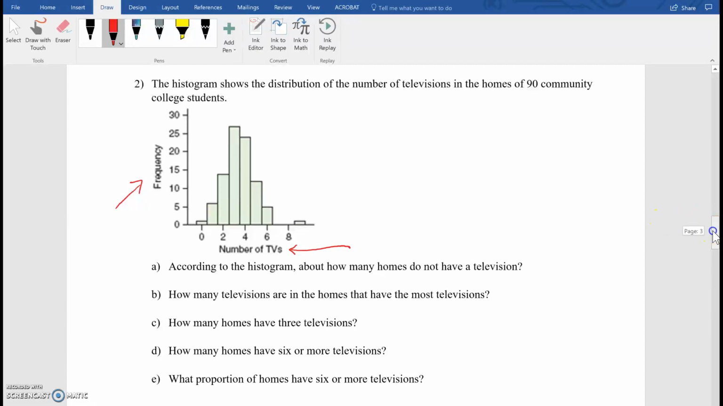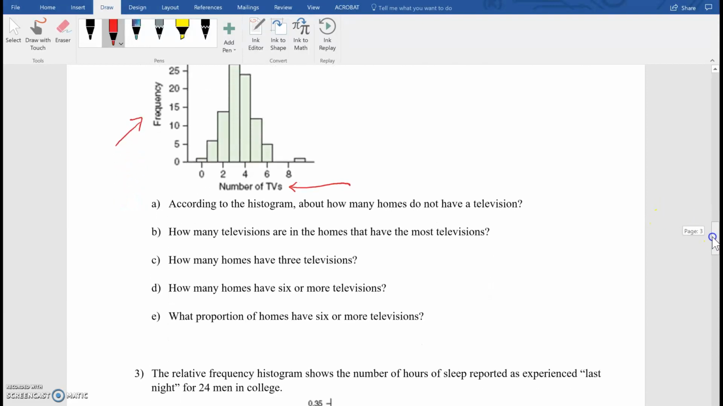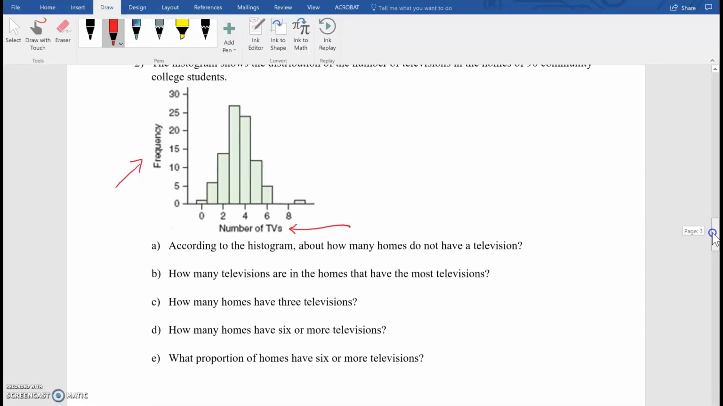Now this says, according to the histogram, about how many homes do not have a television. In this case, 0 TVs. So how many people have 0 TVs? Here is 0. This is about 1 person, it seems like, more or less. So about 1 student, because it's community college students, has no television.